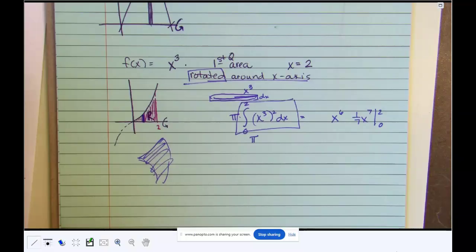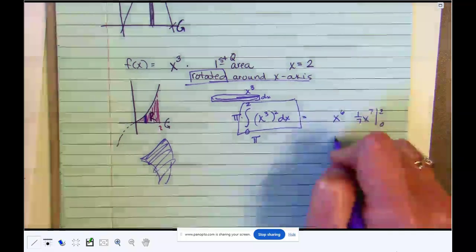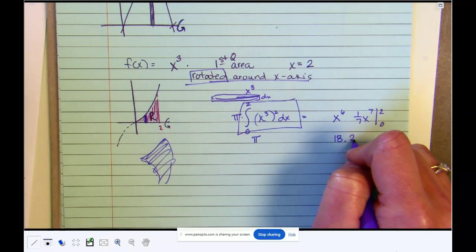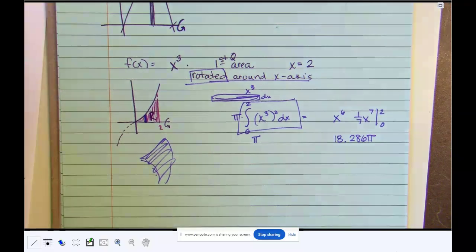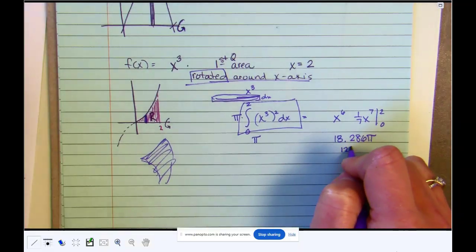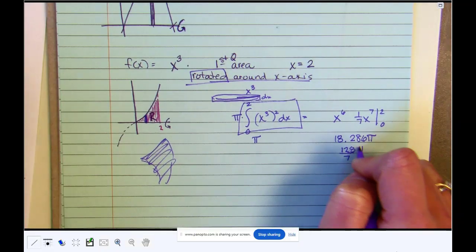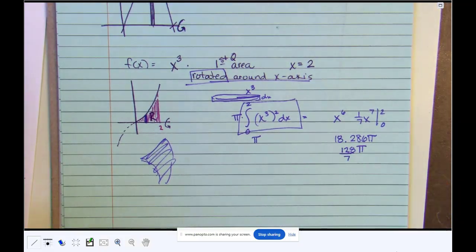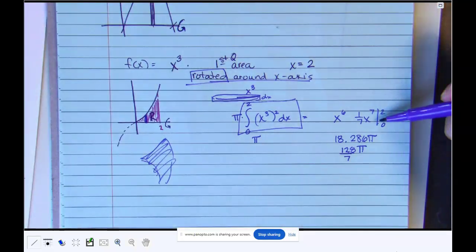That was with the pi, multiplied. I like it without the pi: 18.286 pi. Honestly, your AP test would most likely give you that in terms of a fraction, 128 pi over 7. Maybe not, because 2 to the 7th is a little bit larger than they would probably ask you to do.